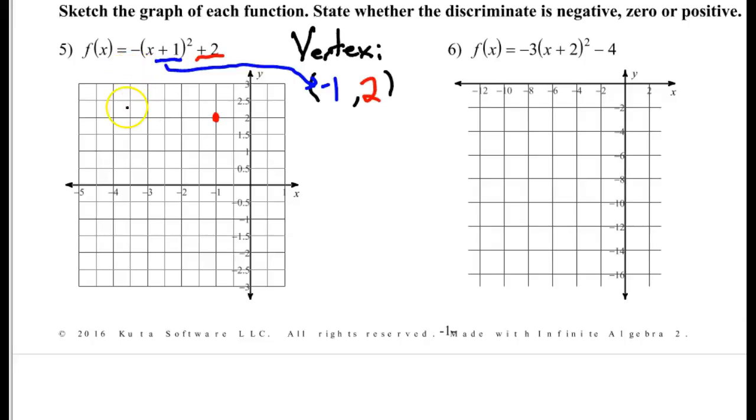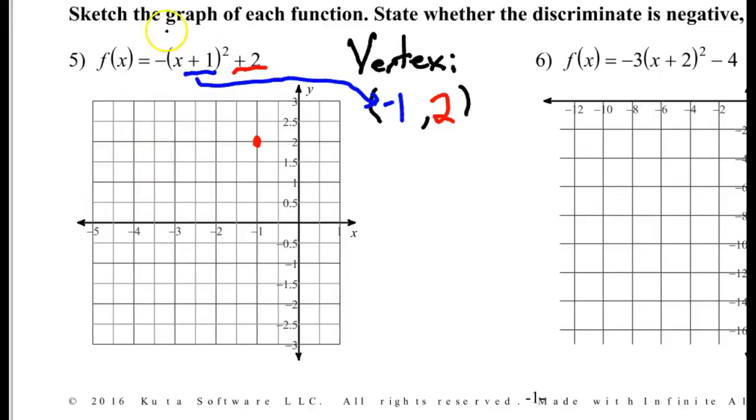And is this going to open up or down? Down. Which way? It's going to open up or down? Yeah. Down, because that's negative. So I already know it opens down.